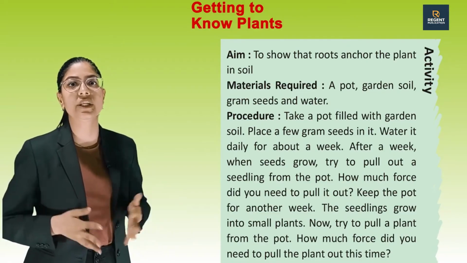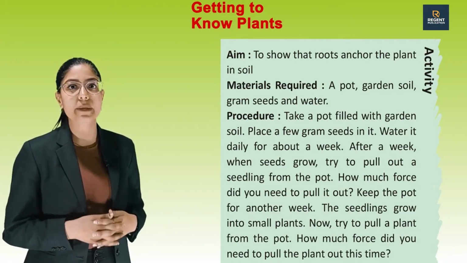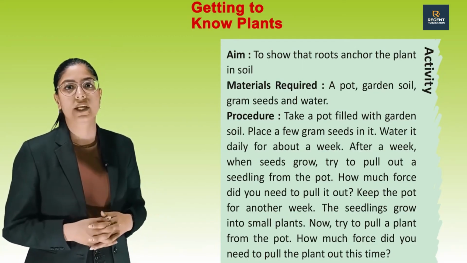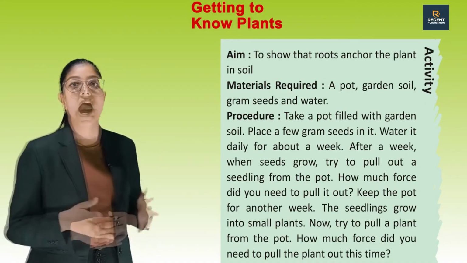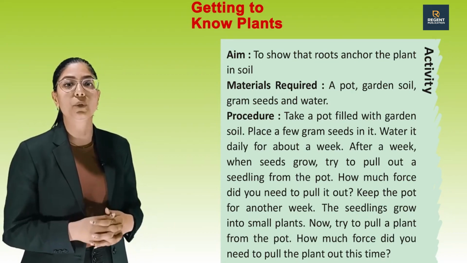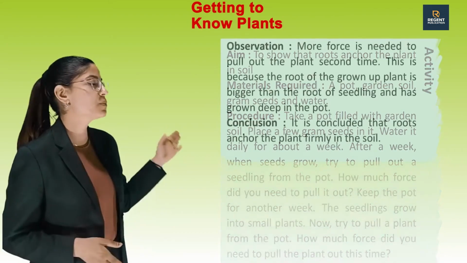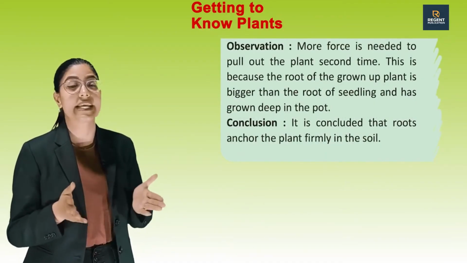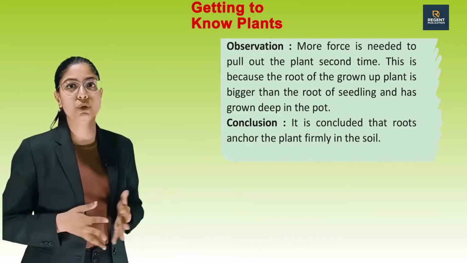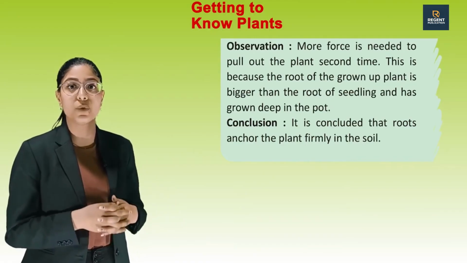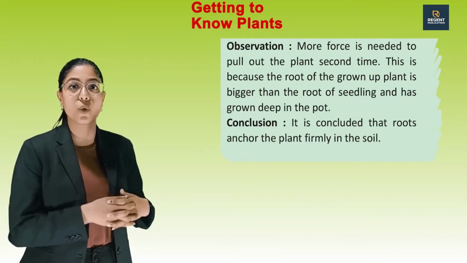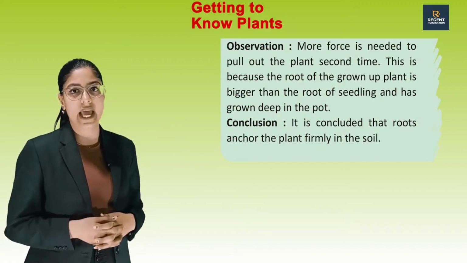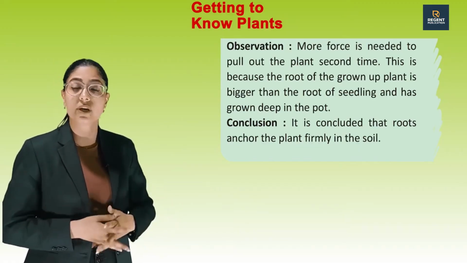How much force did you need to pull it out? Keep the pot for another week. The seedlings grow into small plants. Now try to pull a plant from the pot. How much force did you need to pull the plants out this time? Observation of activity: more force is needed to pull out the plant second time. This is because the root of the grown up plant is bigger than the root of the seedlings and has grown deep in the pot. Conclusion of the activity: it is concluded that roots anchor the plants firmly in the soil.